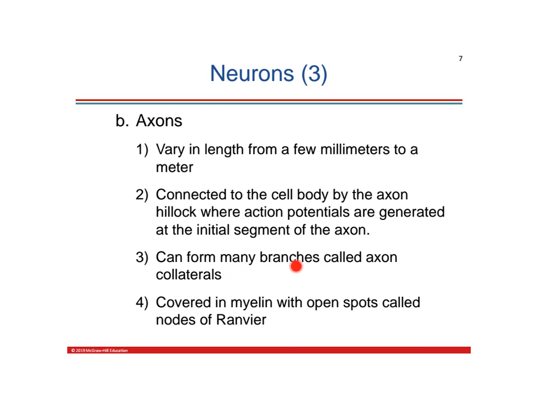As I said earlier, the axon can divide many times. It can bifurcate, meaning it splits in two. And each branch is then called an axon collateral. The axons in vertebrates are often covered with myelin, with open spots called nodes of Ranvier. And we'll talk more about that in future slides in a second.